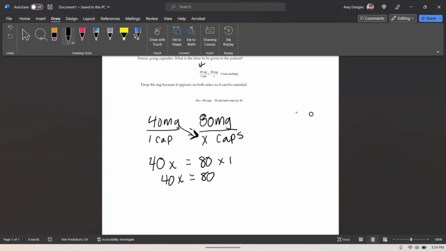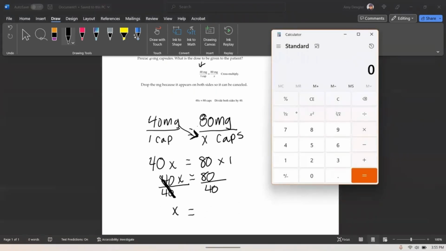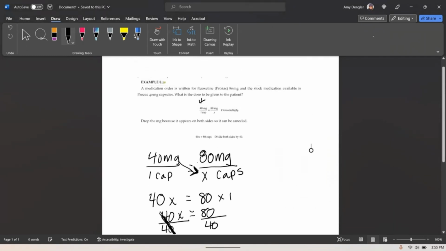And we want to get x alone. That's what we're solving for. So to do that, we have to get rid of 40. So I'm going to divide both sides by 40. If I do, I cross that out. Now I just have x. And then I just have to do 80 divided by 40. And that gives me 2 capsules. And you might be able to look at that and say, I don't really need to do a math problem. And if that's the case, perfect.